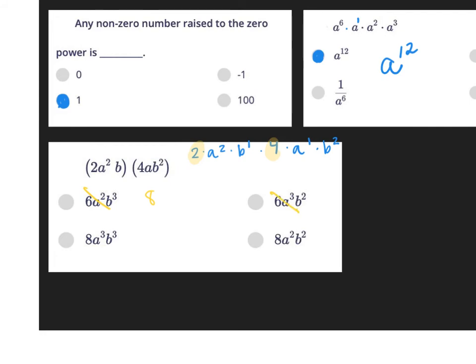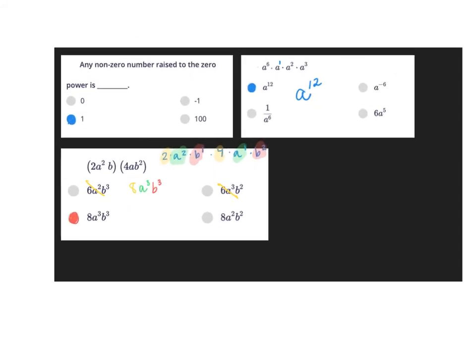Then I'm going to do my a's. We have a to the second times a to the first. 2 plus 1 is 3. A to the third. And then we have our b's. B to the first, b to the second. 1 plus 2 is 3. So 8a cubed b cubed is our correct answer. It is this one right here. Let me know if you have any questions before we move to the next one.